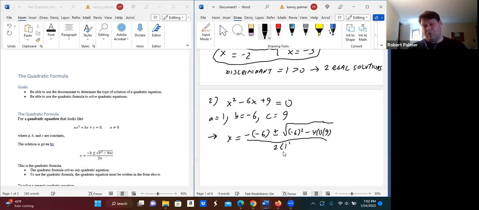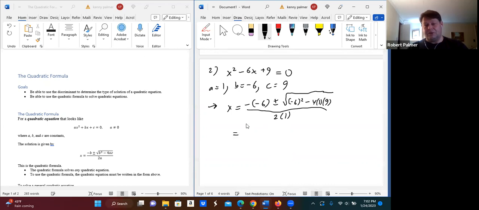So 2 times 1. Okay, just as before, I want to simplify everything. So here, a negative times negative is positive. So we have positive 6 plus or minus the square root of negative 6 squared. Since we're squaring the negative as well, this is going to be positive 36. Then minus 4 times 1 times 9 is also 36. So over 2.